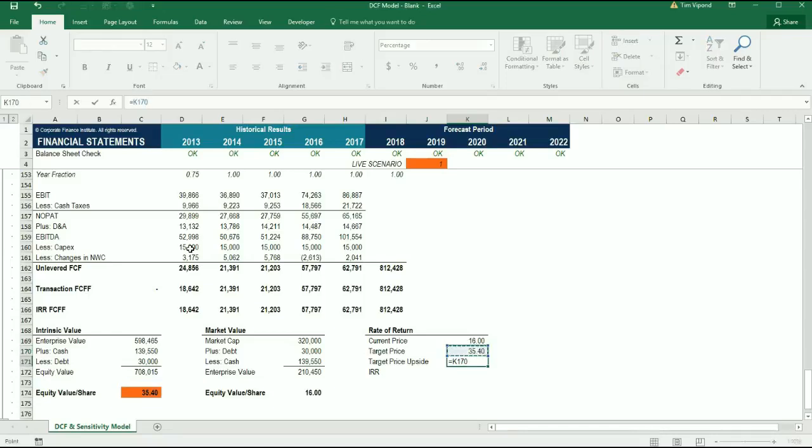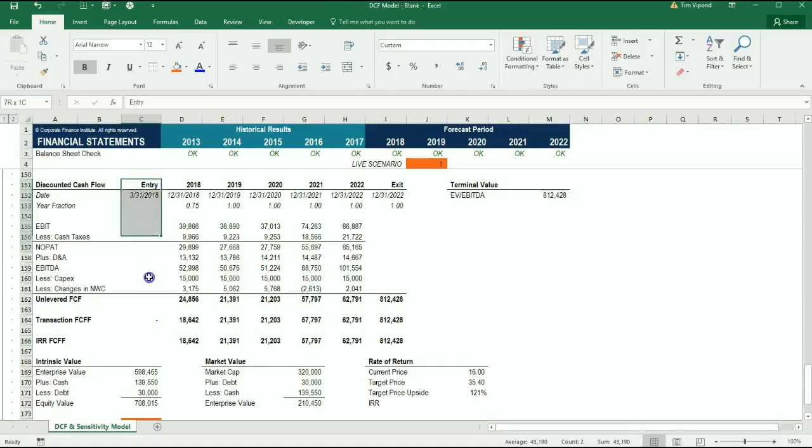So our target price upside is simply the target price divided by the current price minus 1, and that's 121%. But let's see what that is on a time-weighted basis if we use the internal rate of return. So to calculate the internal rate of return, there's one last thing we need to do here. If I scroll up, you'll see that this is the entry assumption for the analysis. So what's happening here is I assume that we acquire this business at the current enterprise value.